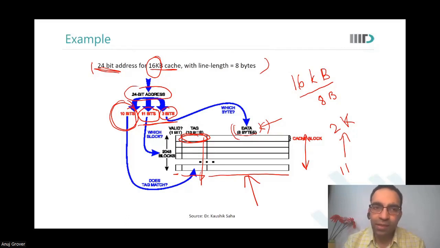This part until here, is it clear, everyone? Sir, like different blocks will have a tag, and that tag will be referring to multiple blocks. I mean, multiple blocks can have the same tag. Yes.